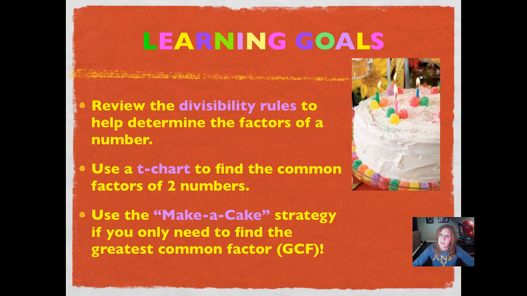We're also going to use a T-chart. We did that to find factors earlier in the year, to find the common factors of two numbers. That was in that lesson 4-7 as well. And we're going to use the make a cake strategy when we only need to find the greatest common factor, when we don't need to find all of the common factors, just the greatest common factor, which is what we really do with fractions. There's going to be a lot of pictures of cake in this lesson, so I hope I don't make you too hungry.